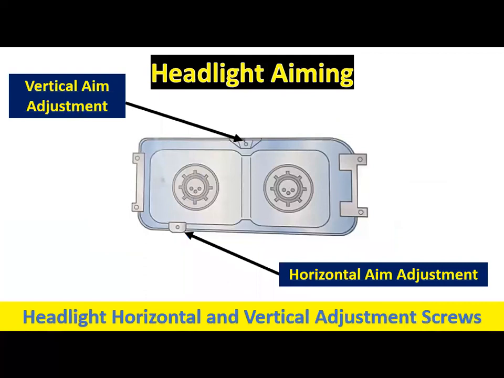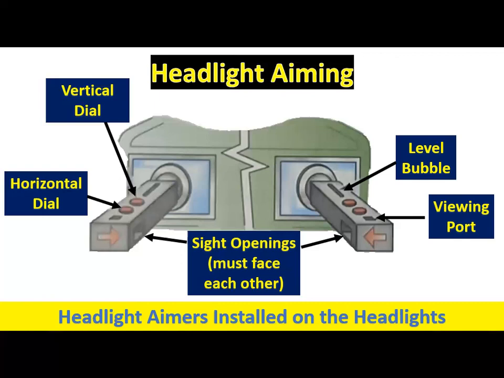Aiming pads are small projections on the front of the headlight lens. Be sure the sealed beam outer surface is clean. Attach the headlight aimers to the sealed beam using the suction cups on the aimers, and be sure the aimer sight openings face each other, like this one. So the sight openings must face each other.